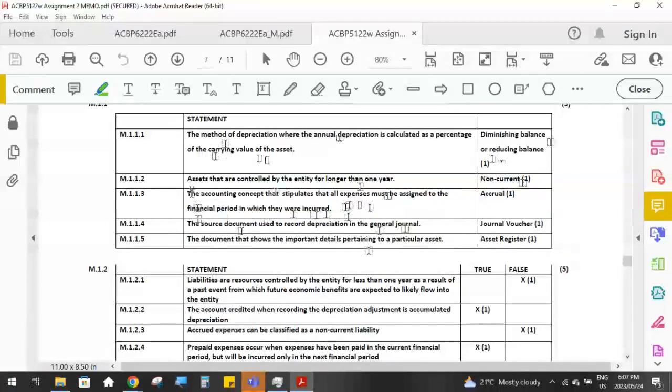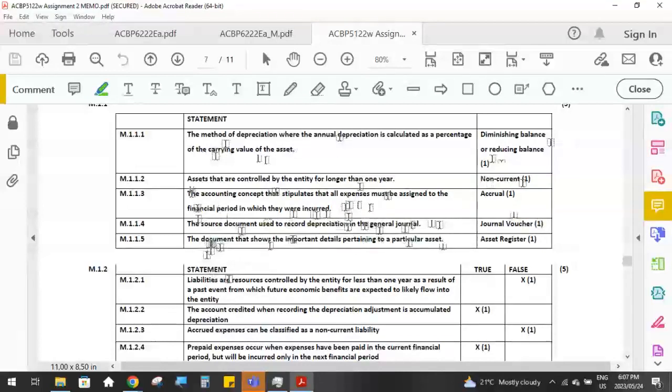So each time we want to record a general journal entry, we fill out a journal voucher detailing all the information, and then using the journal voucher as the source document, we then enter the journal entry into the general journal. Then the last one, the document that shows the important details pertaining to a particular asset.